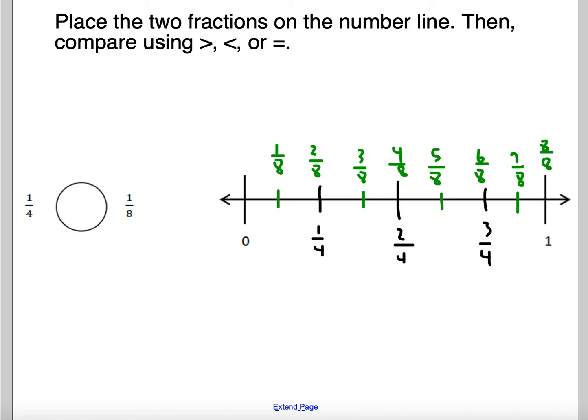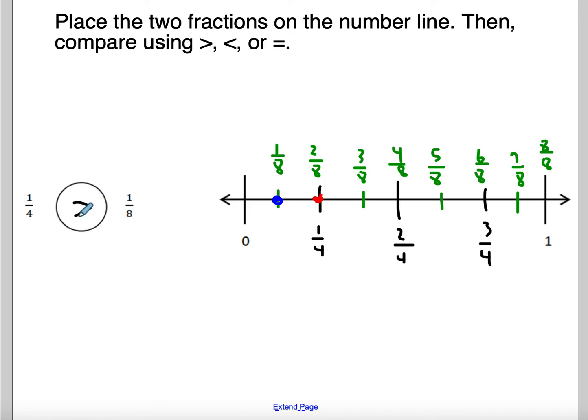Okay, so now we can place 1/4 and 1/8 on the number line. So 1/4 I see is right here. I'm going to label it 1/4, and I see that 1/8 is right here. 1/4, 1/8. I see 1/4 is further along. Again, even though these numerators are the same, because the denominators are different, these fractions are not equal. Fourths I see are bigger pieces than eighths, so 1/4 is greater than 1/8.